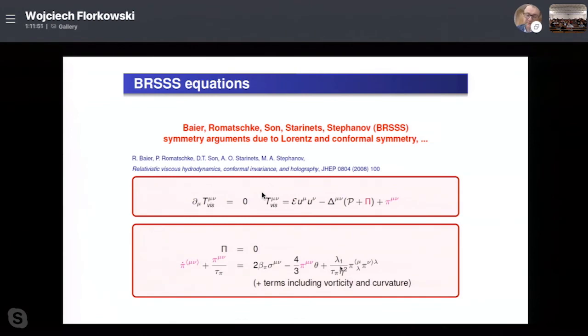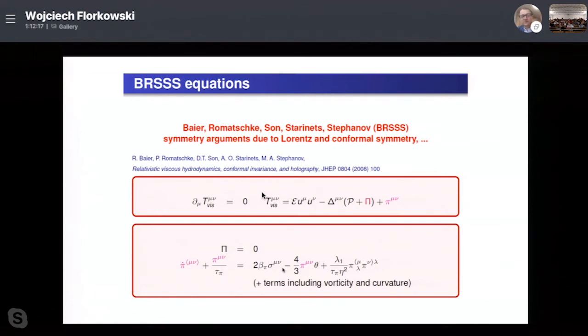On the other hand, this theory of Baier and company is limited to a very symmetric case. We assume many symmetries, in particular conformal symmetry, which is quite strong. So we have one more term, but we don't have other terms which usually appear in other approaches.